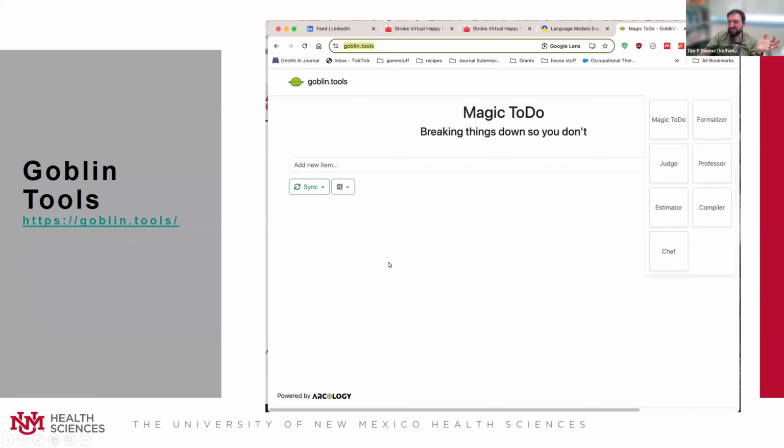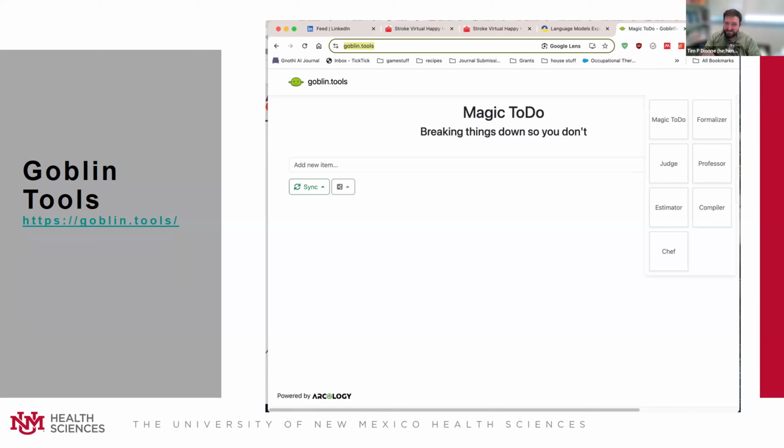So here's a picture of Goblin Tools. Goblin Tools is my favorite. It was designed by a person from the UK who I believe self-identified as being on the autism spectrum. And so basically it's a handful of tools to help. Magic To Do is like one of the key things in the OT world of breaking down tasks, like task analysis, making it step by step. And you can make it as complicated or as simple as possible.